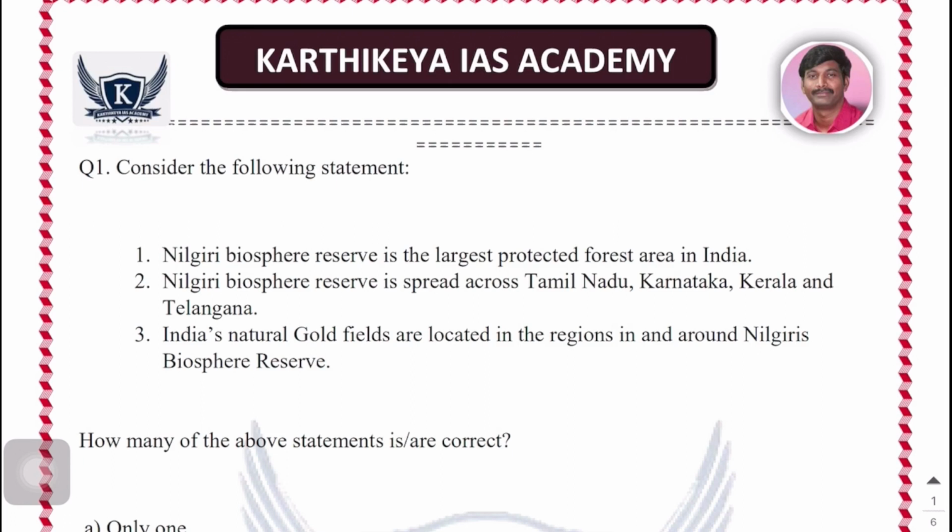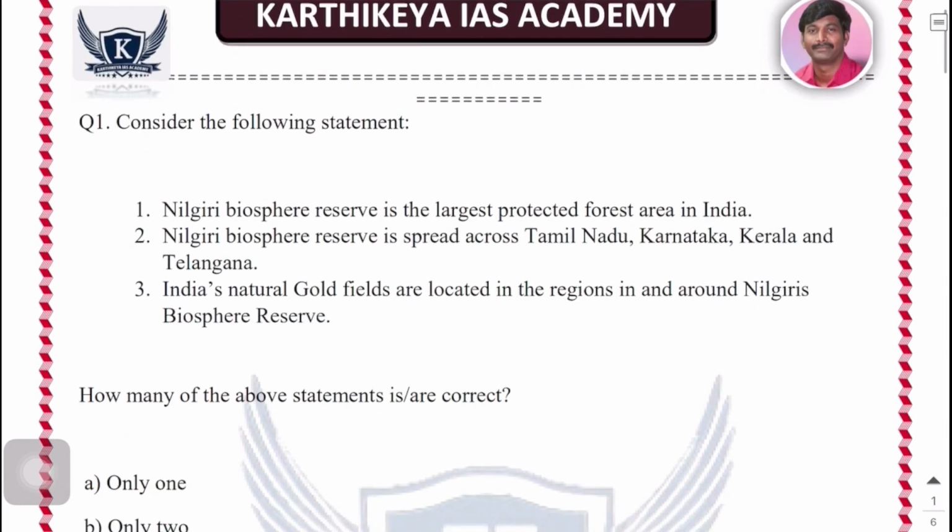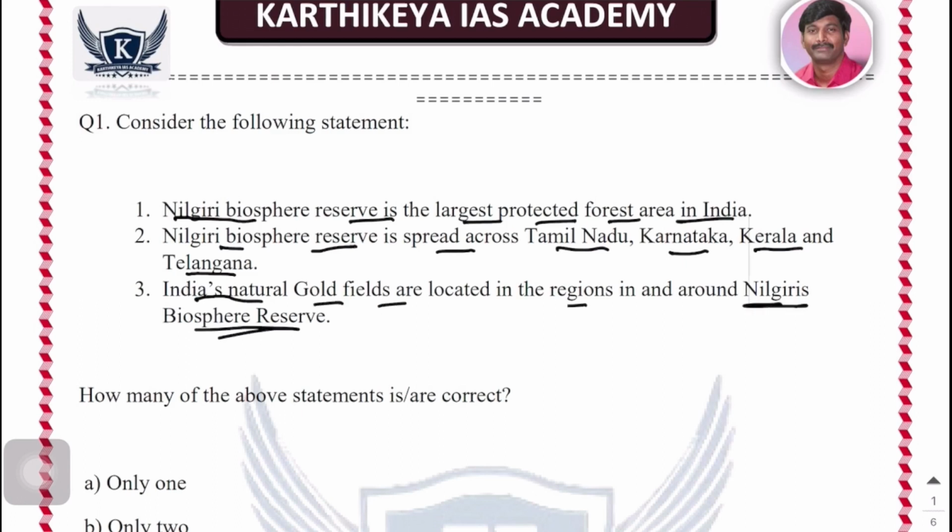Consider the following statements. 1. Nilgiri Biosphere Reserve is the largest protected forest area in India. Statement 2. Nilgiri Biosphere Reserve is spread across Tamil Nadu, Karnataka, Kerala, and Telangana. Statement 3. India's natural gold fields are located in the region in and around Nilgiri Biosphere Reserve.